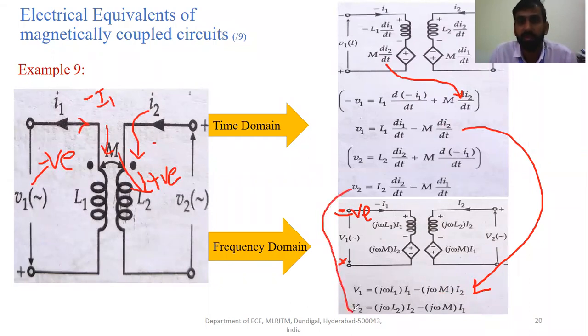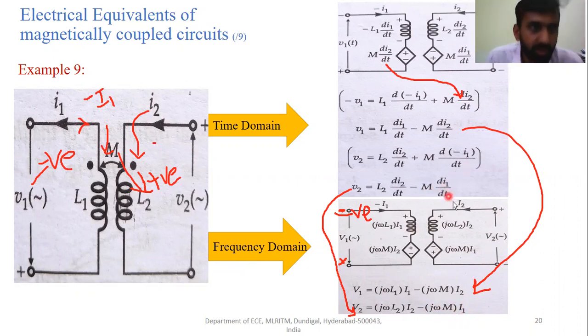Directly over here, right? So V2 is equal to, so what is there here? L2 and di2 by dt, so I2 is there. Derivative of the time domain signal can be multiplied with j 2 pi f, so j omega L2 into I2, and here minus M is there, and derivative of I1 is going to be j omega I1 in frequency domain.